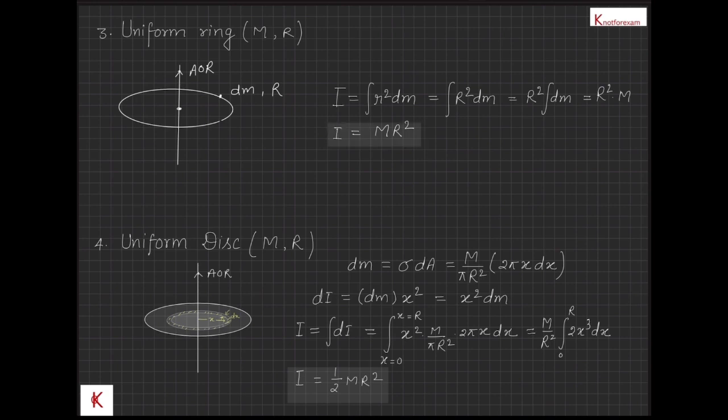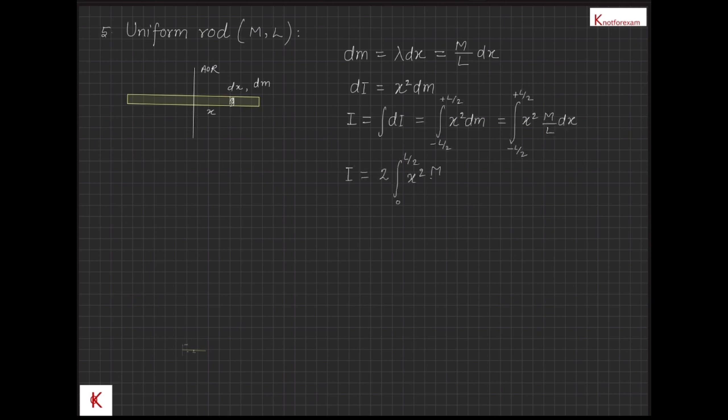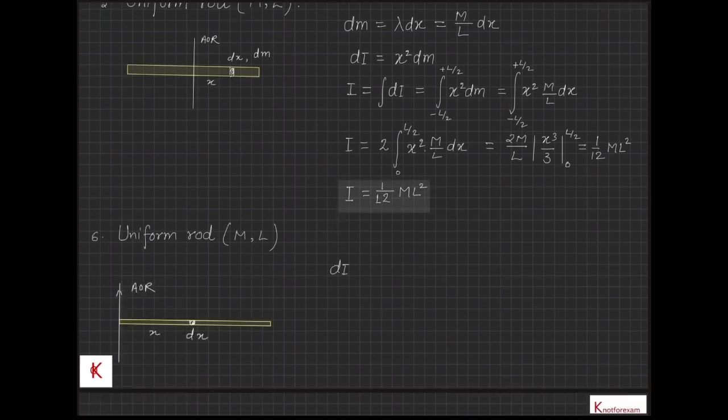Now the moment of inertia of a uniform rod of mass m and length L about its perpendicular bisector. Contribution of an element of length dx is x² dm. Then the total moment of inertia will be the integration of dI with proper limits, and you can easily solve it to get I equal to 1/12 mL². Now the moment of inertia of a uniform rod of mass m and length L about an axis passing through one of its ends and perpendicular to the rod can be easily calculated as above, but only the limits of integration are changed. After solving, you get I equal to 1/3 mL².